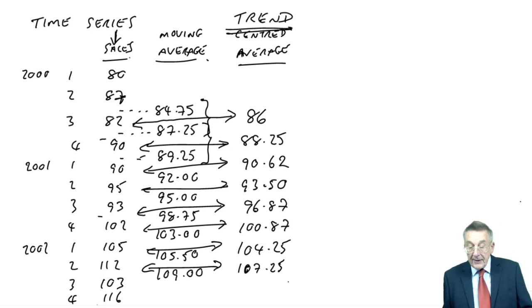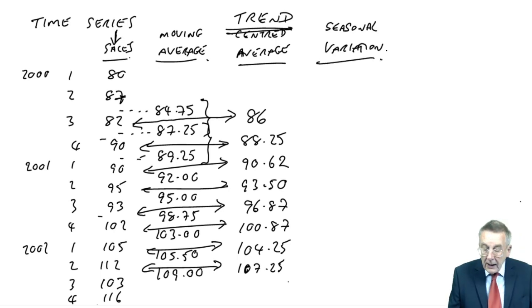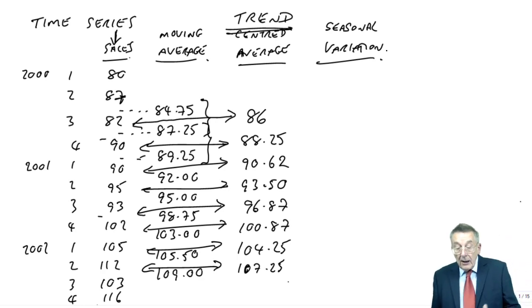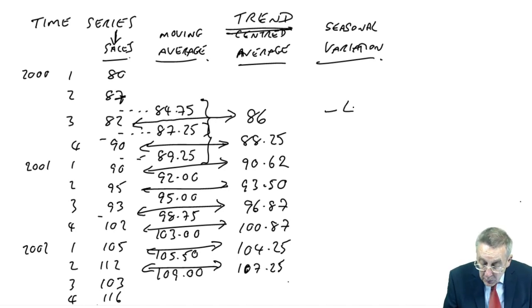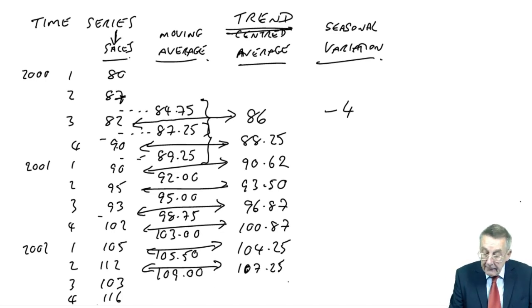Now, there are two ways of doing this, but the first way is something we call the additive model. We're going to look at the seasonal variation. I'll write the name of it after. For each quarter, we compare the actual sales with the trend and look to see how much they were up or down. I can't compare quarters 1 and 2, nothing to compare with, but quarter 3, the actual was 82, the trend was 86, so we were down 4 on the trend. Quarter 4, the actual was 90, so compared with the trend, it was up 1.75.